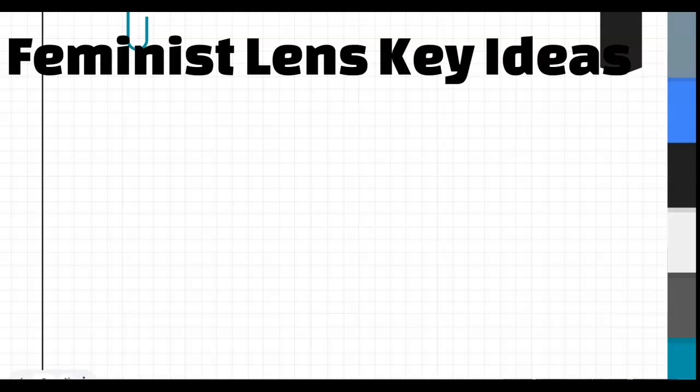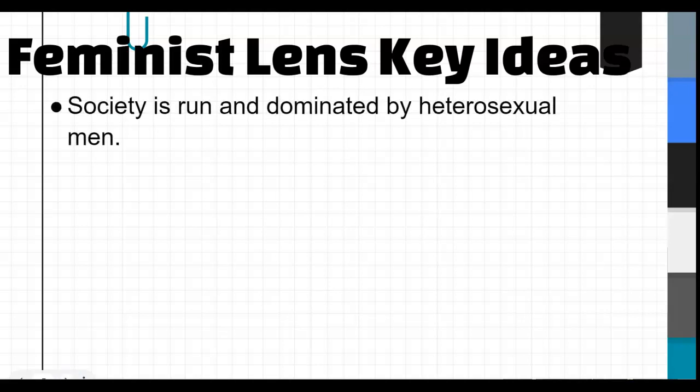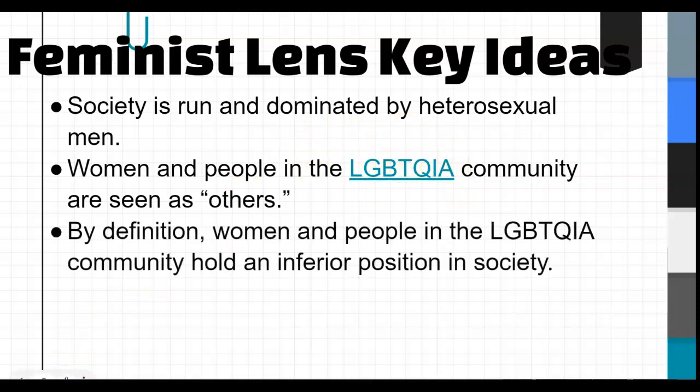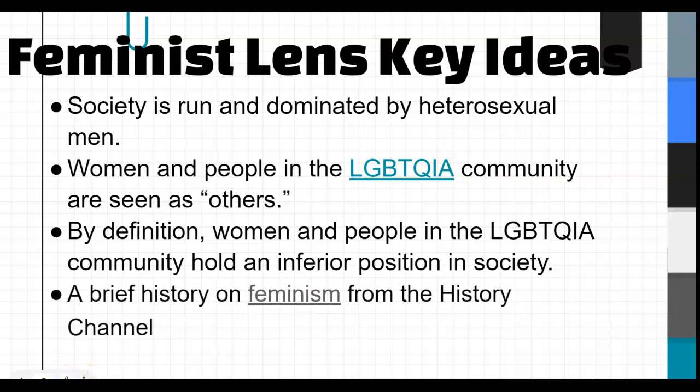So, feminist key ideas. Let's look at them. First of all, society is run and dominated by heterosexual men. Not that this is a good thing, but that this is how things are. Women and people in the LGBTQIA community are seen as others. Take a look at this link to see what these different letters stand for. It's a big umbrella term encompassing a lot of different people. By definition, women and people in the LGBTQIA community hold an inferior position in society, and that's not fair. Check out this brief history on feminism from the History channel in the link.